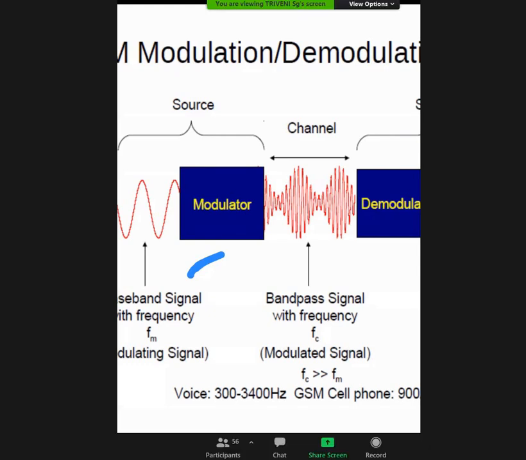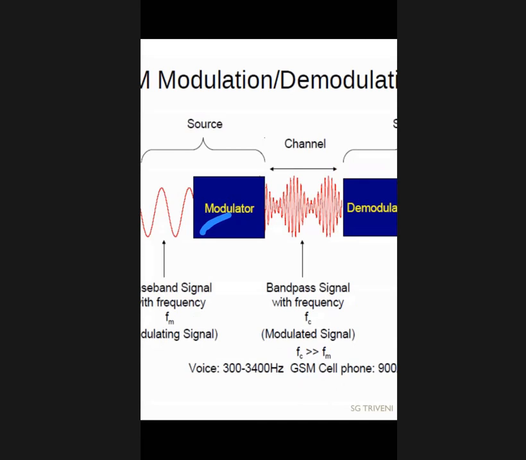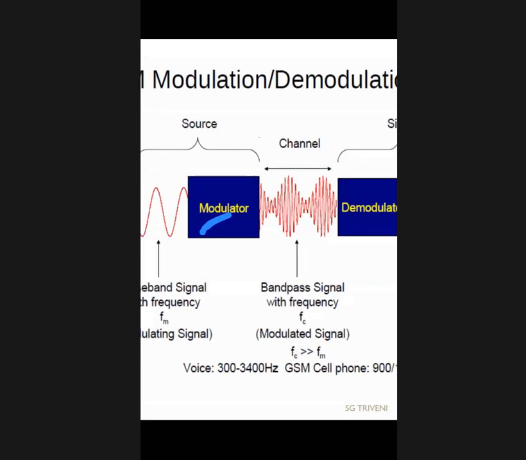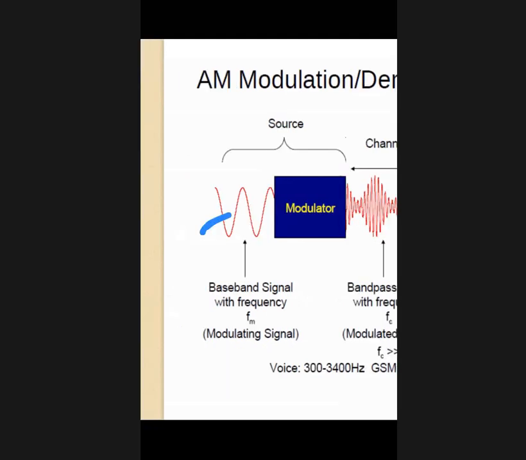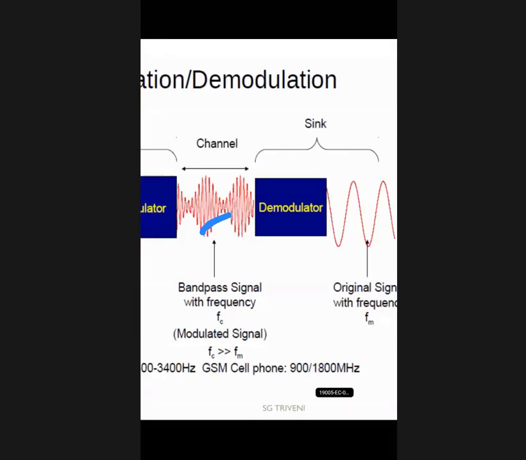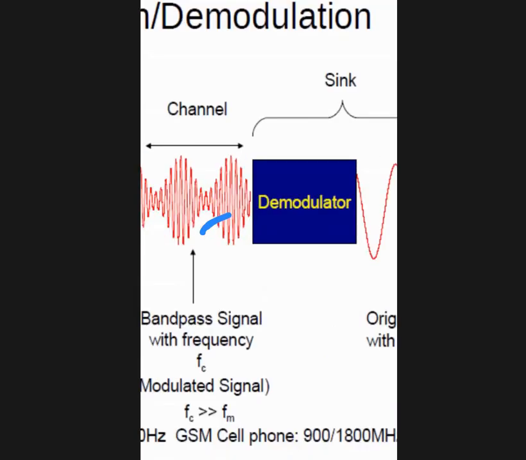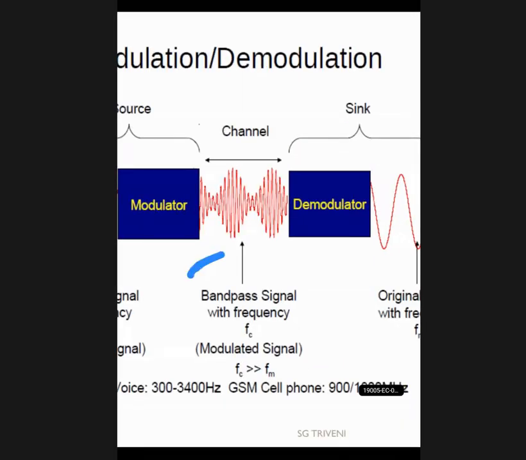In this, the modulated signal will be likewise, the carrier signal as well as the message signal both are mixed, superimposed together in order to change the amplitude of the carrier signal. So again, the amplitude of the carrier signal is varying based on the amplitude of the baseband signal. Then at the receiver side, that is at the demodulator, again we have to reconstruct the original signal from the modulated signal. So the reconstruction of the original signal can be done by the demodulator block.